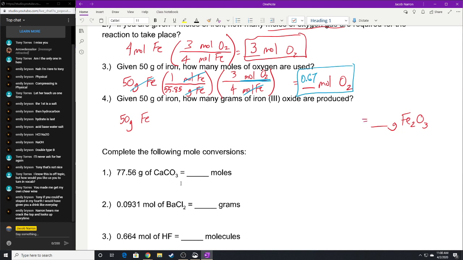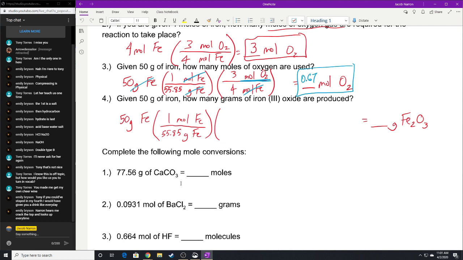We can do it. First step, go from mass into moles. Remember, we're going from iron into iron oxide, from something to something completely else. So we're going to have to go through moles first. Same as before, I want to get rid of grams, so I'm going to put that on the bottom, and I want to get into moles, so I'm going to put that up on top.